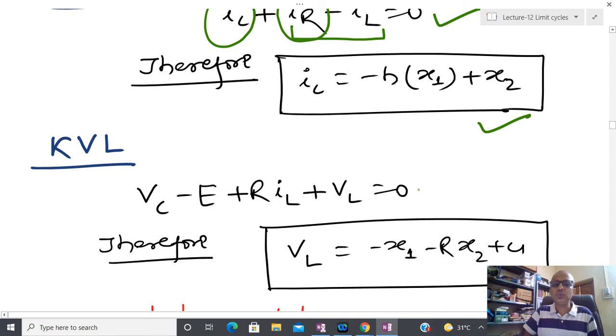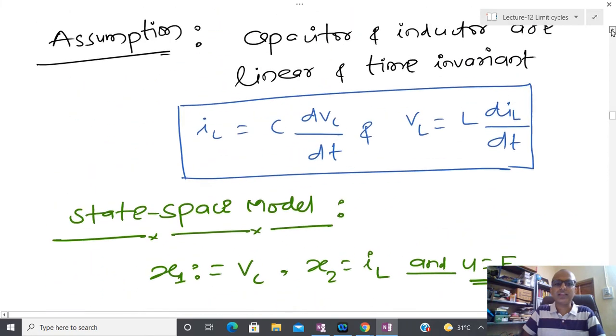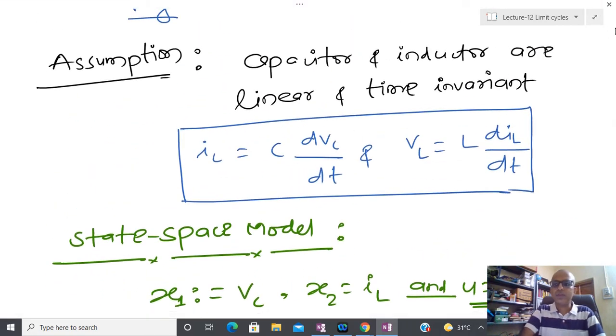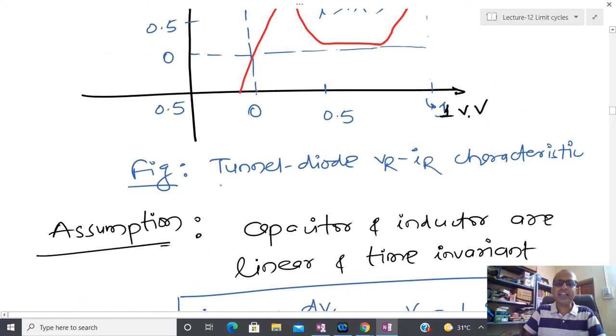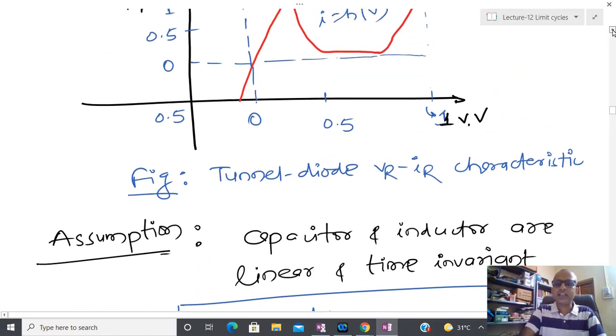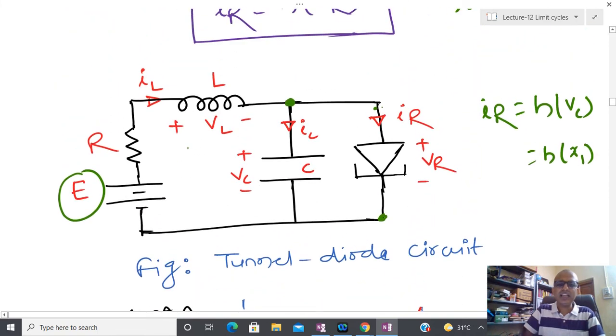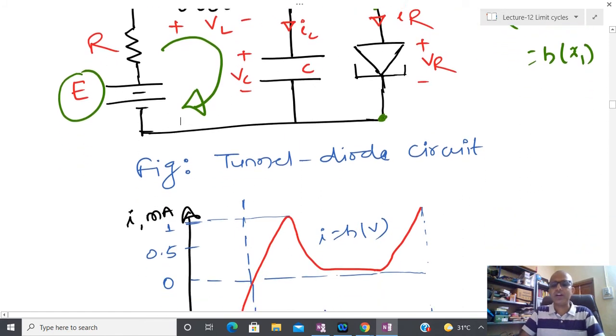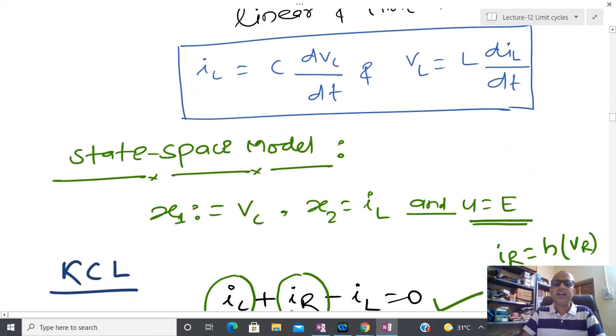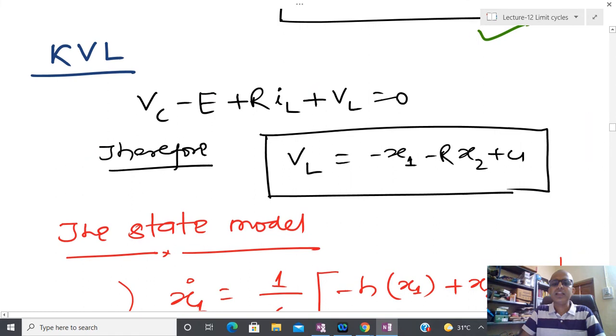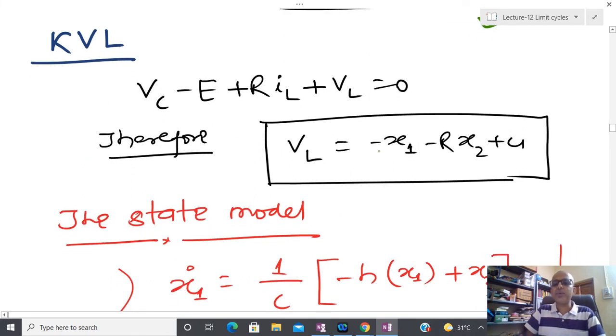After that what I am going to do is apply KVL. Okay, KVL. So I am going to apply KVL in this particular loop. So here again come back to the circuit. I have this circuit, the same circuit I am going to consider, and I am going to apply KVL in this particular loop. I am directly going to write it now, because I think this is very clear and everyone knows this. So in this way I can write VL like this.